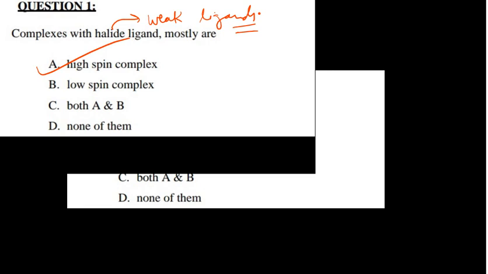So these are the 20 problems on coordination chemistry, and this was part 3.